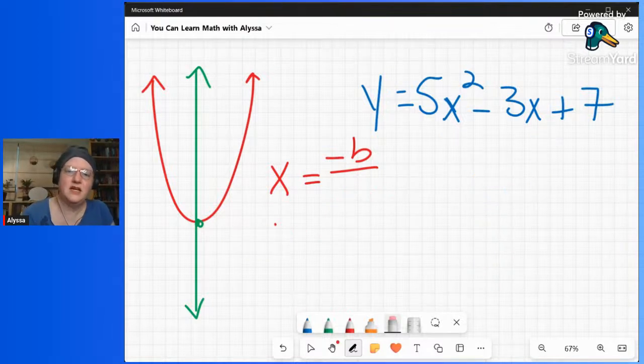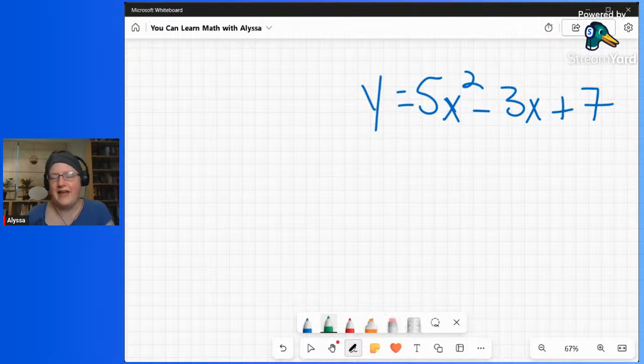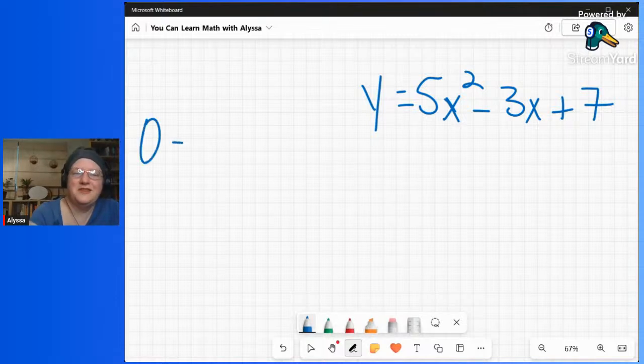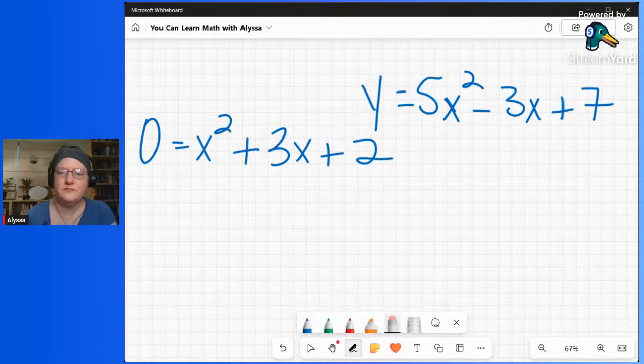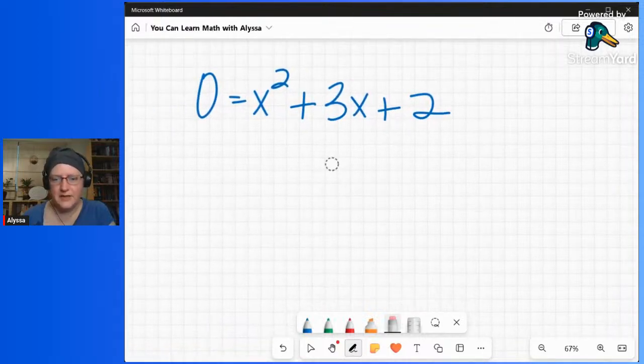Okay. Another thing that happens all the time with quadratics is factoring. When we're factoring, the quadratic always has to be equal to 0. So let's say 0 equals x squared plus 3x plus 2. And we are asked to factor it.